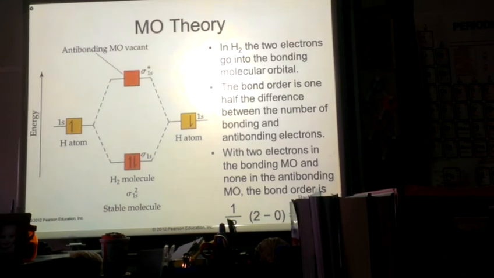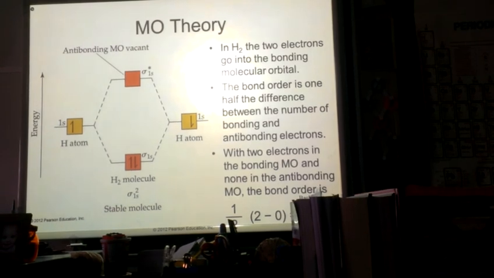We also want to get into something called the bond order. The bond order is one half the difference between the number of bonding and the number of anti-bonding electrons.